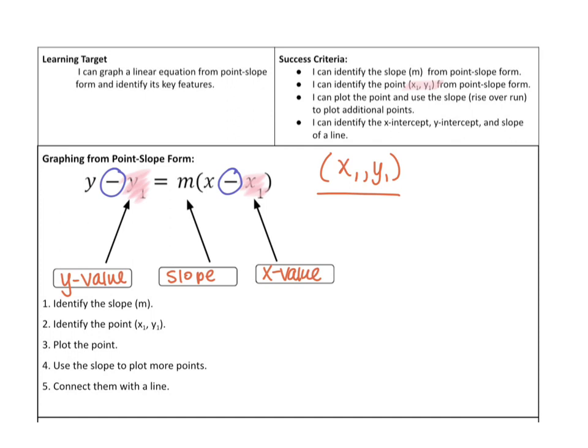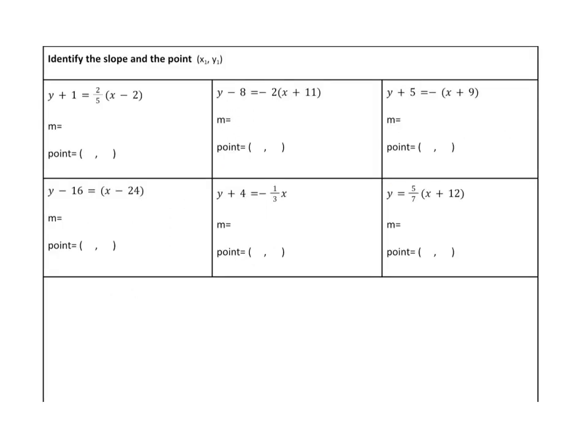So let's take a look at just identifying some points. On these few examples, you're going to be asked to identify the slope and the point. Okay, I'm going to go over a couple with you that I think are a little bit tricky, and then I'm going to leave the rest of them for you to get some more practice if you think you need practice identifying. We're going to look at that first one. y plus 1 equals 2/5 times x minus 2. Okay, it might be helpful to write y minus y1 equals m parentheses x minus x1 over the top of your equation. That way you can see where everything goes.